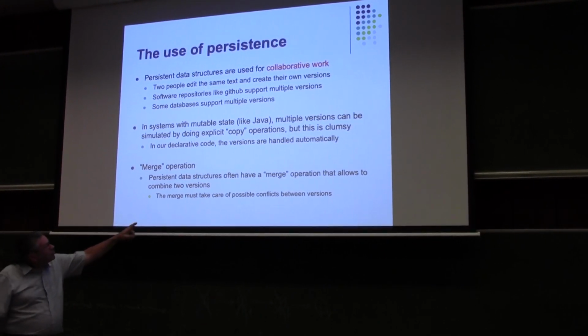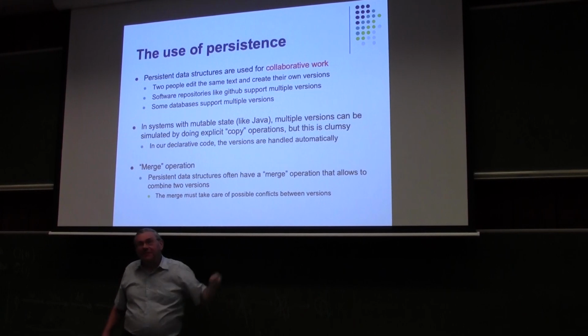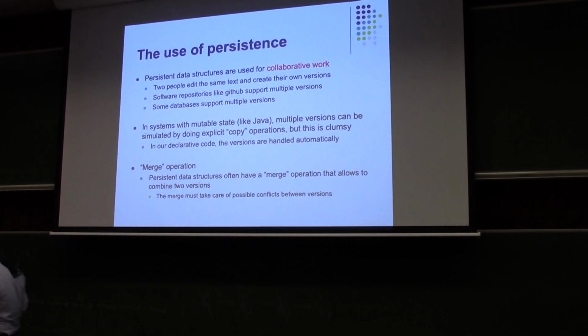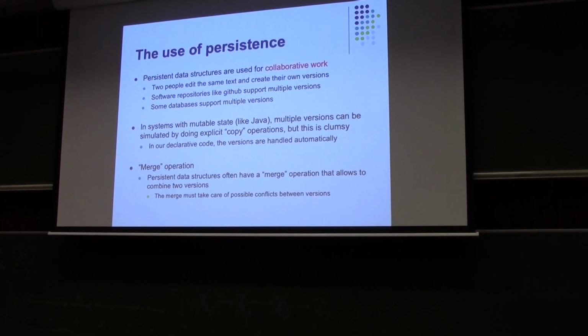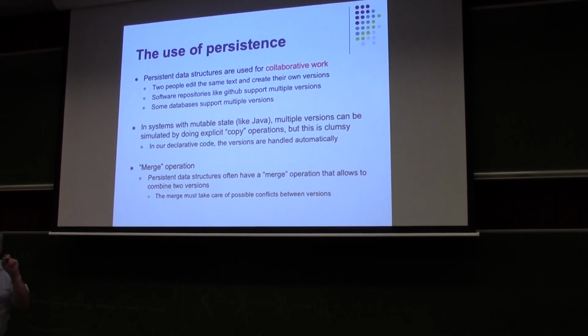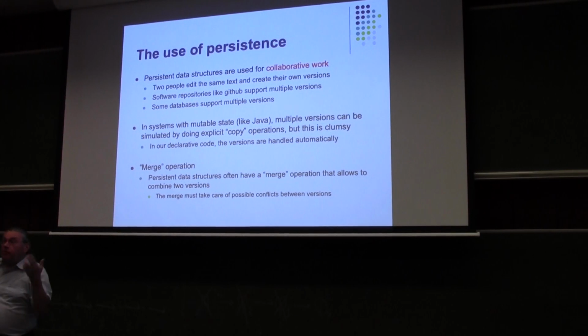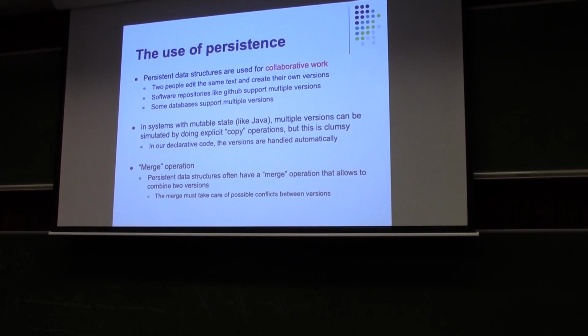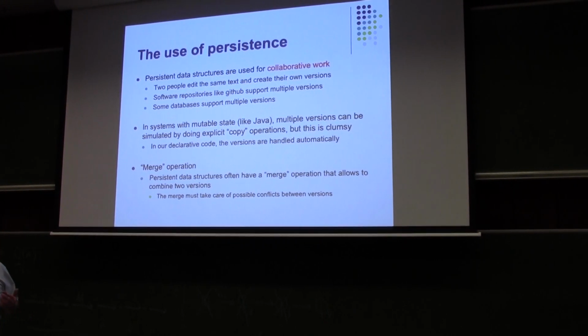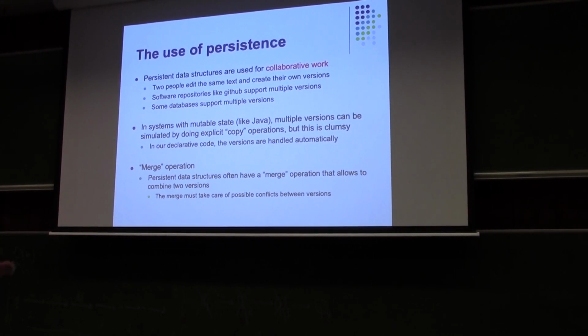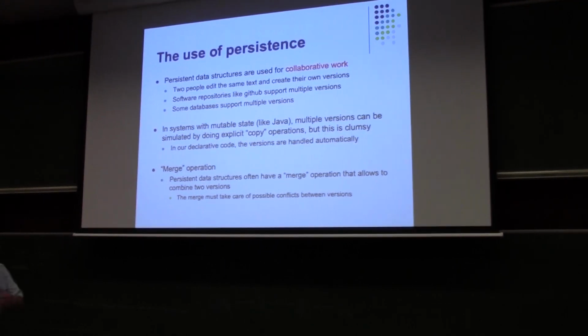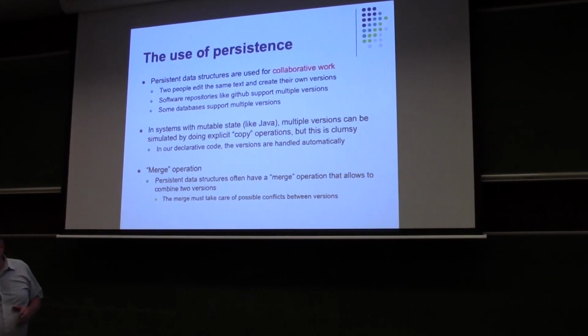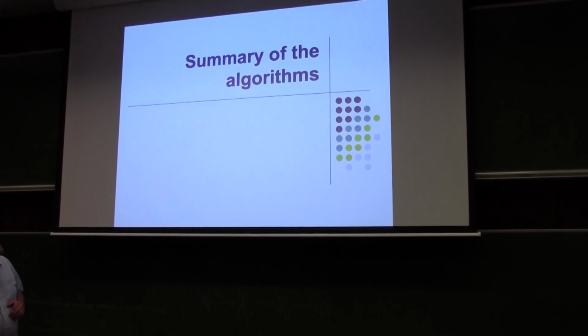The merge is sometimes tricky because you might have conflicts. GitHub has a special way of handling that: any place where there's a potential conflict, it will tell you. But with other data structures, you can just do the merge. If you have sets, for example, you can just do the union. So that's what we're going to talk about: ephemeral, persistent, and worst case amortized. And I'm going to show you a lot of code for that.